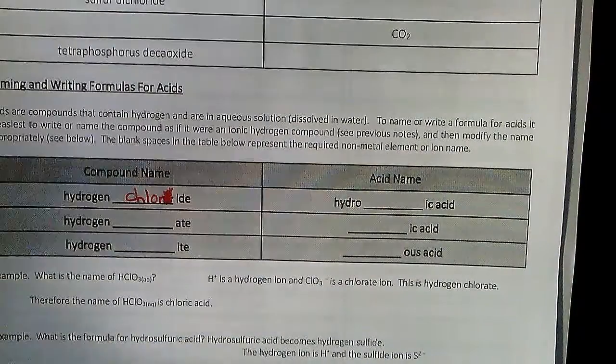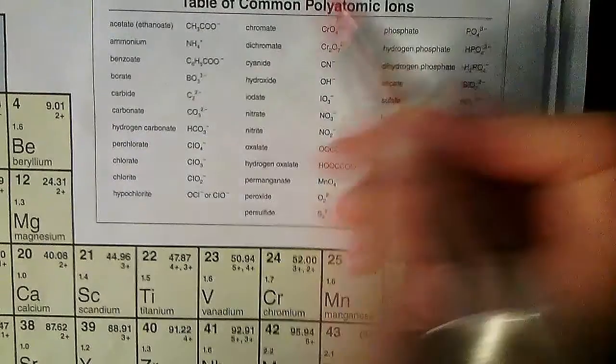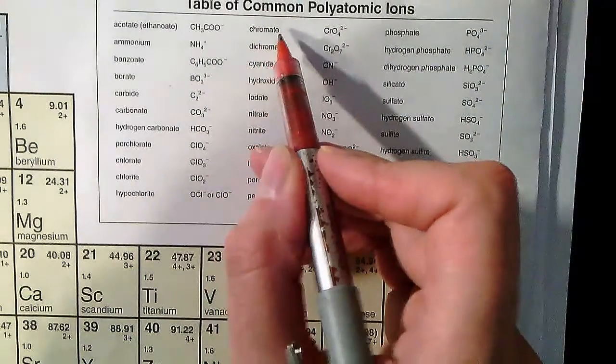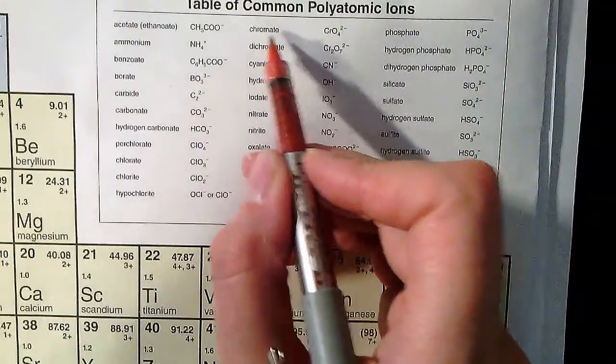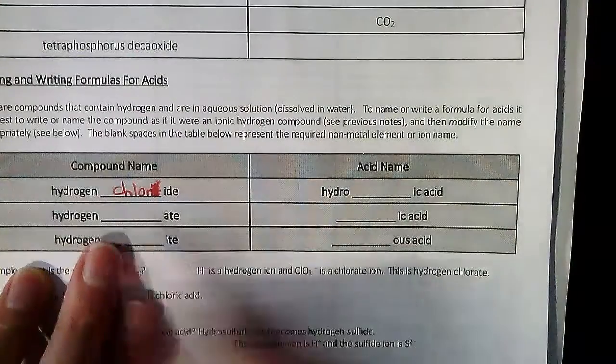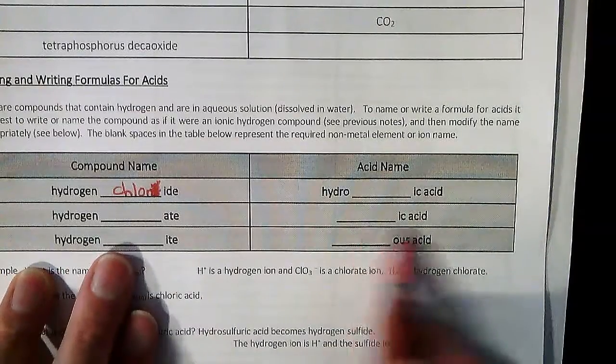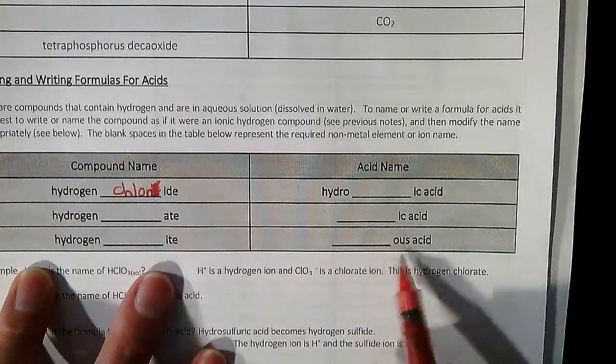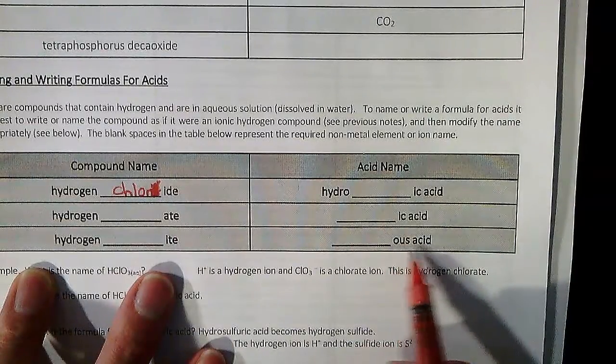So what we're wanting to look at is how these polyatomic ions end, how their names end here. So if it's an ate, then we know that it's going to be named like this. If it's an ite, we know that it's going to be named like this.